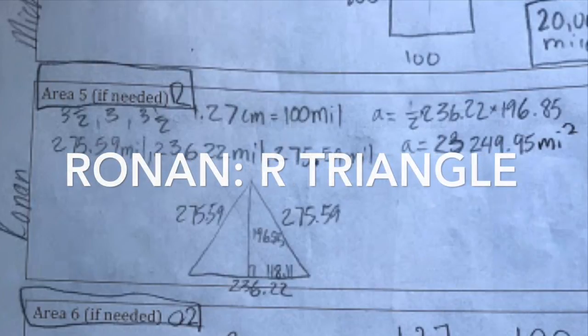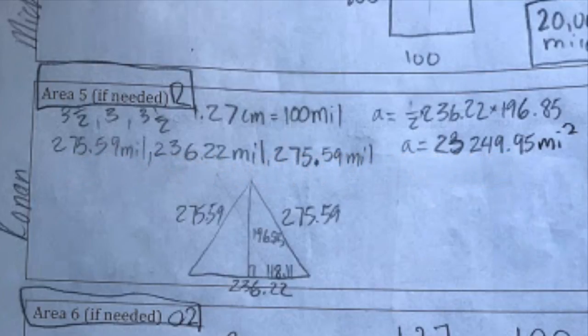My shape was a triangle. I first found the altitude, which was 196.85 miles, and I found the base, which was 236.22 miles. I then plugged these into an equation, 1/2 times 236.22 times 196.85, and that gave me 23,249.95 miles squared.